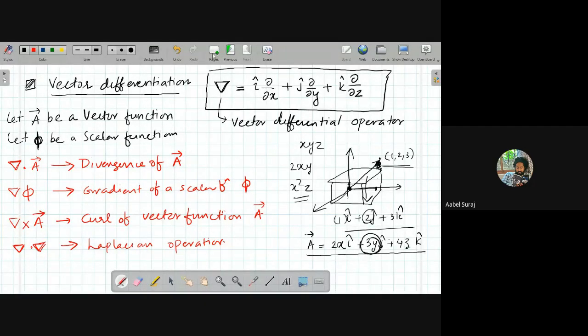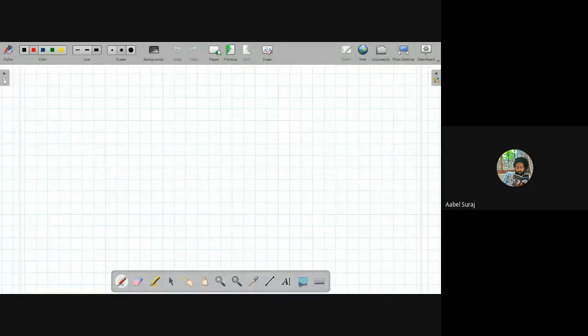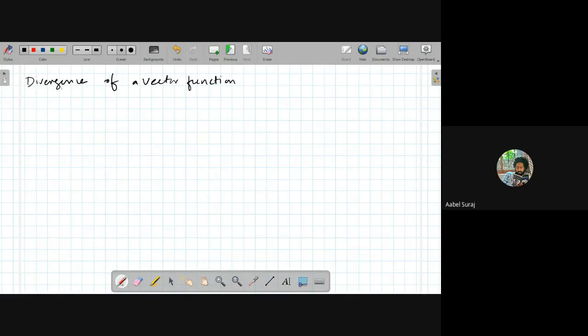We'll discuss each of them. There are important things like solenoidal, rotational, and all those things. So next, the first one is the divergence of a vector function. Let me write it: divergence of a vector function.